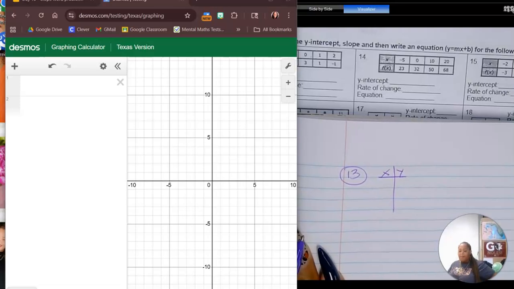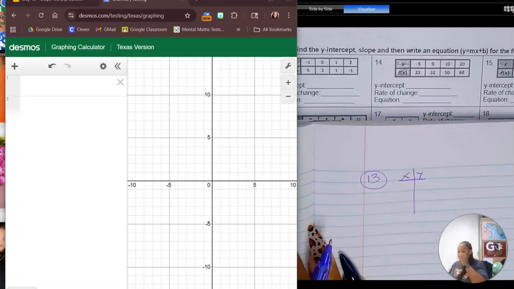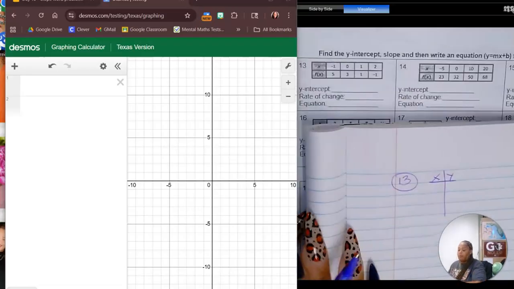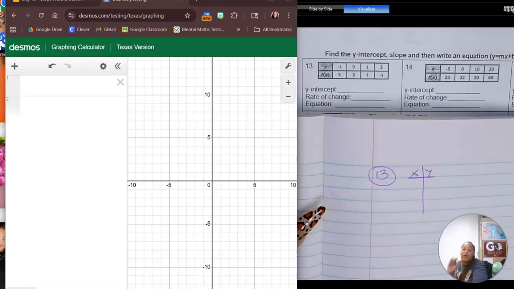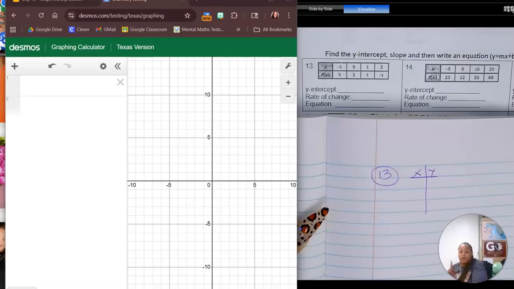Okay, hey guys, I'm back to show you how to do the back of the slope practice homework. Apparently I wasn't clear enough on what my expectations were, so I'm going to demonstrate how to do some of them. I'm not going to provide you with answers, but I will show you how to get the answers.